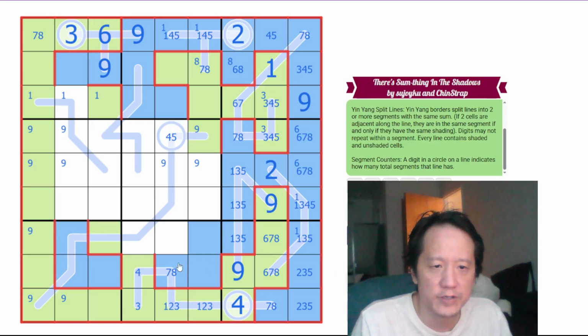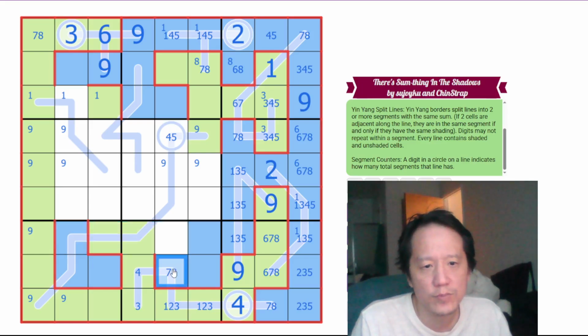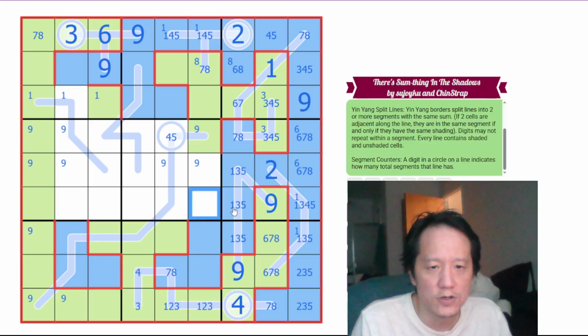So this is a boundary. This cannot be switching from green to blue, and it can't do that for yin-yang either, so therefore this is green-green. This is all blue, so this cannot be blue. This is green then. So this is a boundary here. This is all blue in this 2x2 area, so this is green.